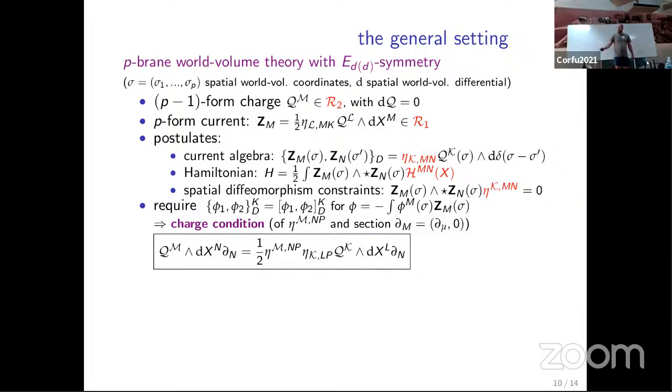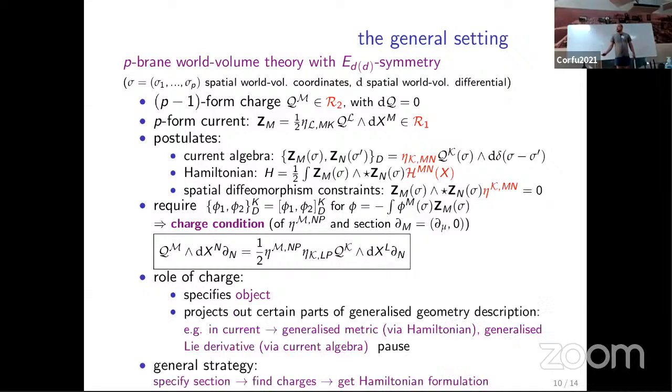This condition one can solve, and the role of the charge will be twofold. This condition has several solutions, which correspond to the different objects that are possible. It will specify whether we have a five-brane, a D5 brane or an NS5 brane, or whether it is a string or a D brane. It also turns out that it projects out certain parts of our generalized geometry description.